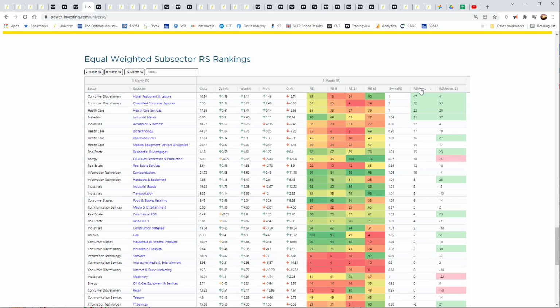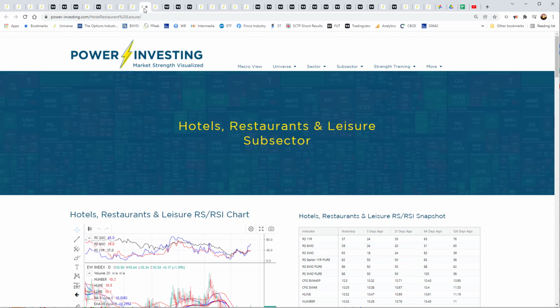Another way to sort this is by the RS movers. Again, hotel, restaurant, and leisure right on top. Diversified consumer services moved the second most last week, healthcare services next, and industrial metals. I'm going to jump through and we're going to go through a few of these pages that I've already pulled up so that we can take a look at what is out there. Let's start with hotels, restaurants, and leisure.